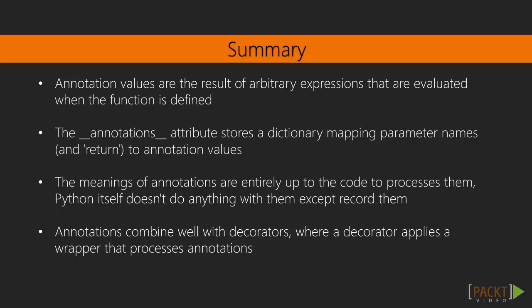Annotation values are the result of arbitrary expressions that are evaluated when the function is defined. The __annotations__ attribute stores a dictionary mapping parameter names and the word return, which is not a valid parameter name and therefore won't overlap with anything, to annotation values. The meanings of the annotations are entirely up to the code that processes them. Python itself doesn't do anything with them except to store them. Annotations combine well with decorators, where a decorator applies a wrapper that processes annotations.